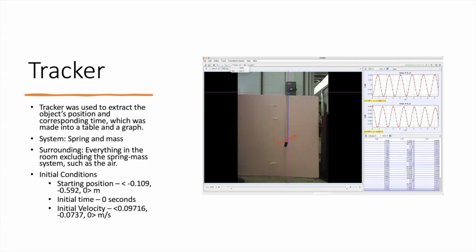Surrounding was everything in the room excluding the spring mass system, such as the air. Initial conditions were starting position negative 0.109, negative 0.592, 0 meters. Initial time was 0 seconds. Initial velocity was 0.09716, negative 0.0737, 0 meters per second.